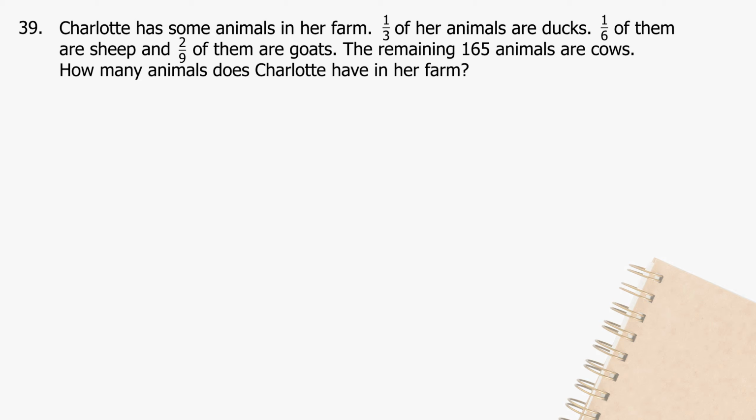Question 39. Charlotte has some animals in her farm. 1/3 of her animals are ducks. 1/6 of them are sheep, and 2/9 of them are goats. The remaining 165 animals are cows. How many animals does Charlotte have in her farm?